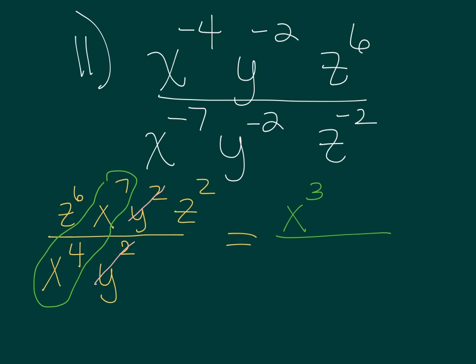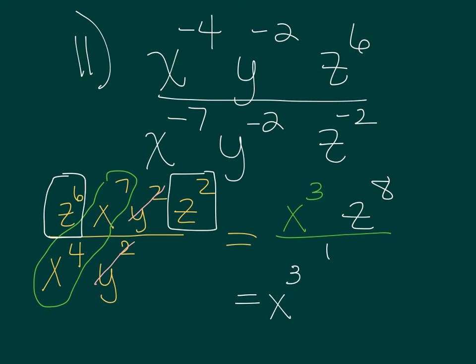And then the next one we need to look at is z to the sixth and z to the second, and they're all on top, which means when I combine them, I have z to the eighth. And I have nothing on the bottom, so there's an imaginary 1. So the answer to this problem is x to the third, z to the eighth. All done. Okay, now we're going to put some coefficients in here. All right, number 12.